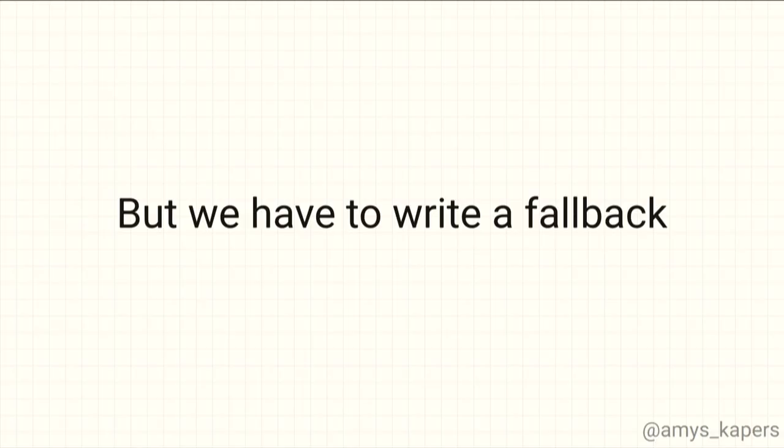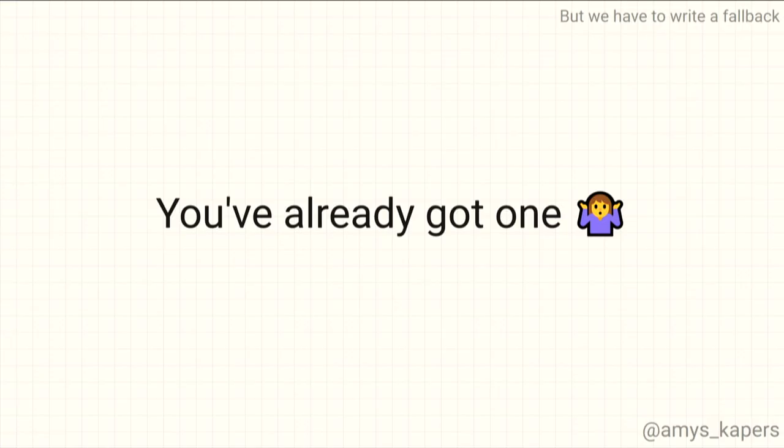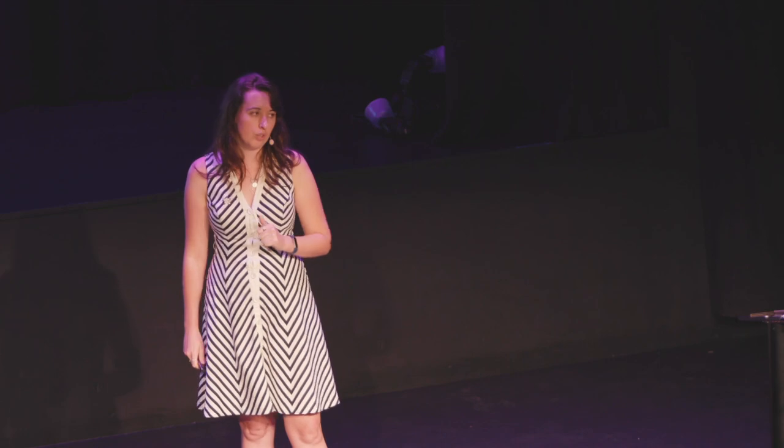But then we have to write a fallback. Good news, you've already got one. If your code currently works in these browsers, that's your fallback. Write grid code inside of a supports query, and it will use that if it can. So you don't have to worry about writing a new fallback.